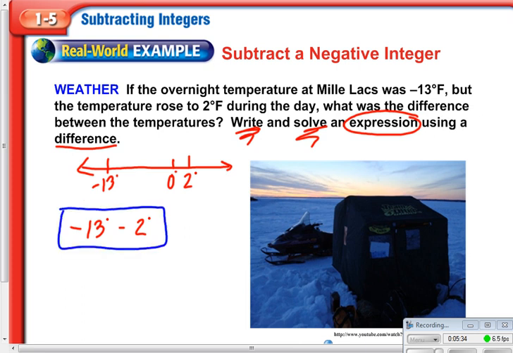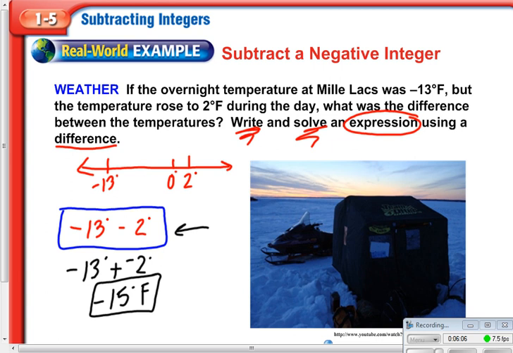When you solve it, you can go ahead and do the additive inverse, but make sure that we have this expression here. Because if we do this and we do the additive inverse, add the opposite, we no longer have a difference problem. That's a problem with the sum. But the sum is going to help us solve the answer. So negative 13 degrees plus negative 2 degrees gives us negative 15 degrees Fahrenheit. So there's our two answers.